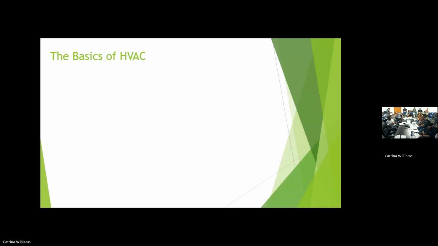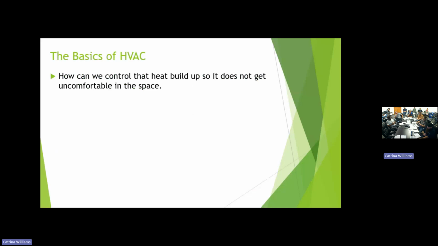So what are the many ways we can do that? Well, we can start with the very basic: what if we just open windows? Well, at 107 degrees, that's not going to do you much good. Maybe in mild conditions that might help a little bit, but that's not the key today.